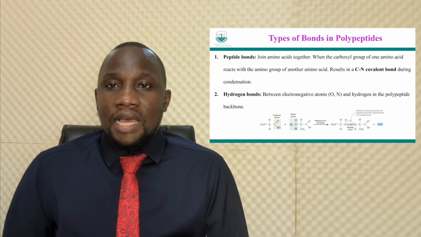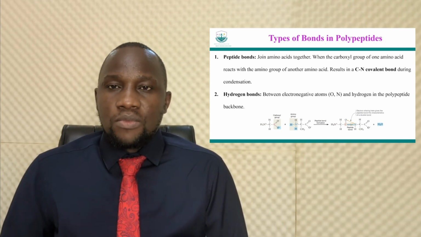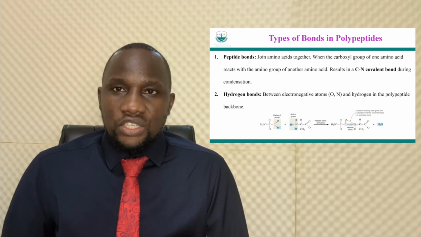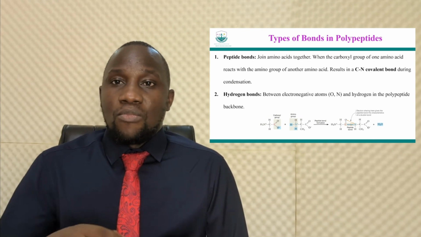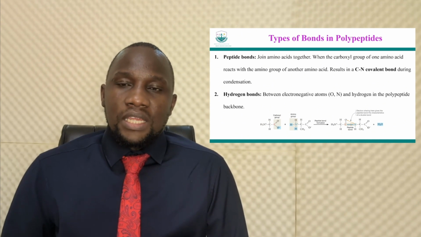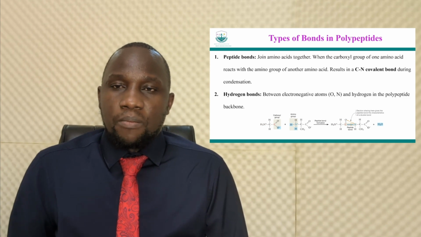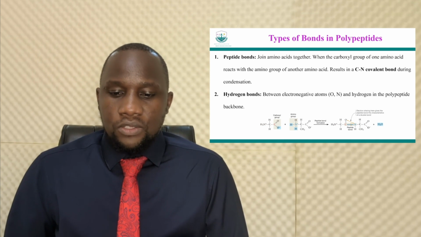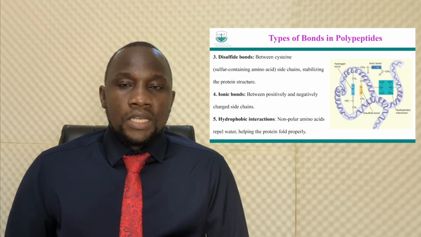These bonds are between one electronegative atom and hydrogen. Usually we're talking about oxygen and nitrogen being the electronegative atoms that are bonding with hydrogen. And usually this forms what we call the polypeptide backbone. Okay, so those are the two interactions that we can talk about here.